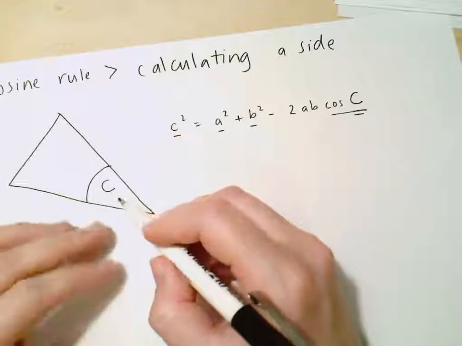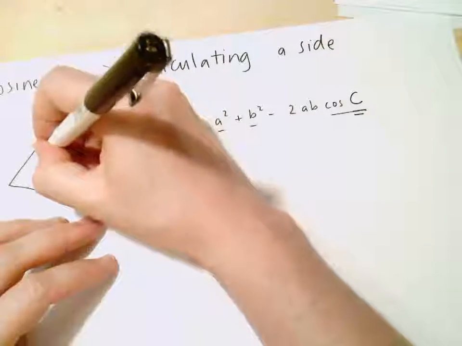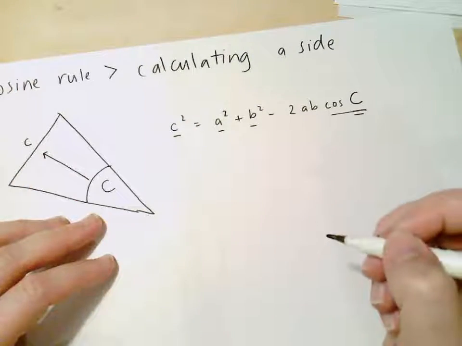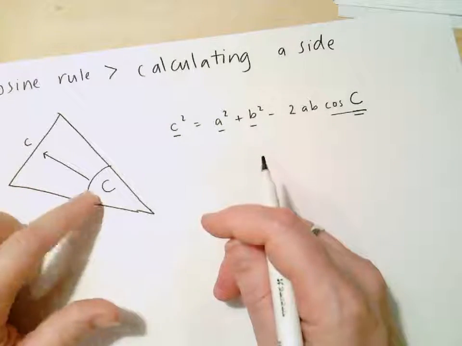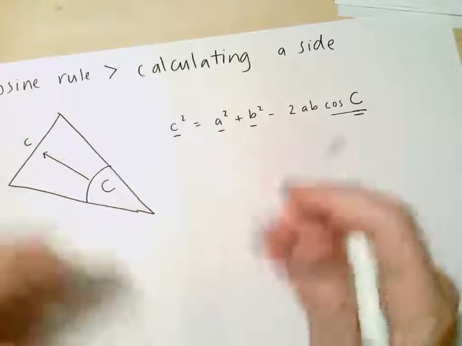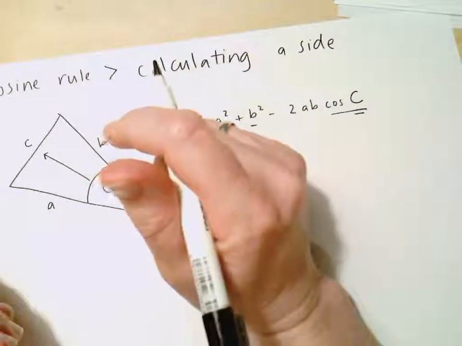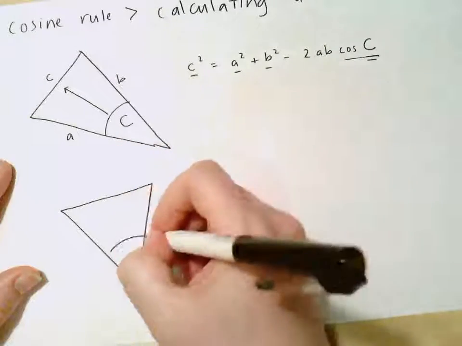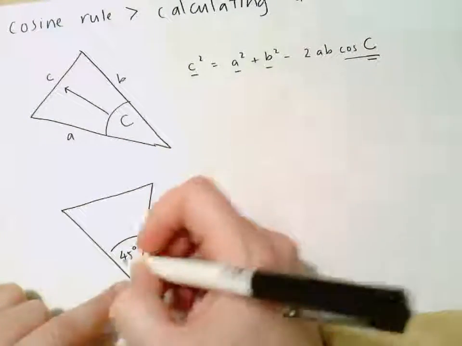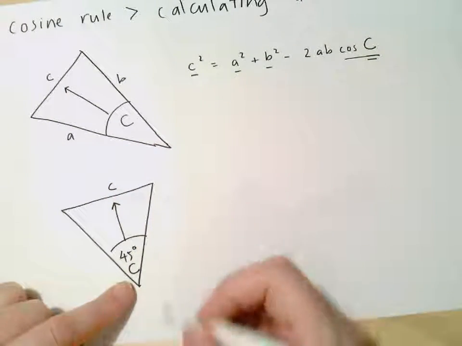If I'm given this angle as capital C, then I have to label the side opposite that angle as the lowercase c. So these must be a pair. So you always have to label the side opposite the angle given as the lowercase c. A and B doesn't matter. You can do this as A and this one as B, or you can do it the other way around. So let's just have a look at another example. If I was told that this angle was 45 degrees, that's going to be my C. And the side opposite has to be my lowercase c. A and B, go nuts, do whatever you want.